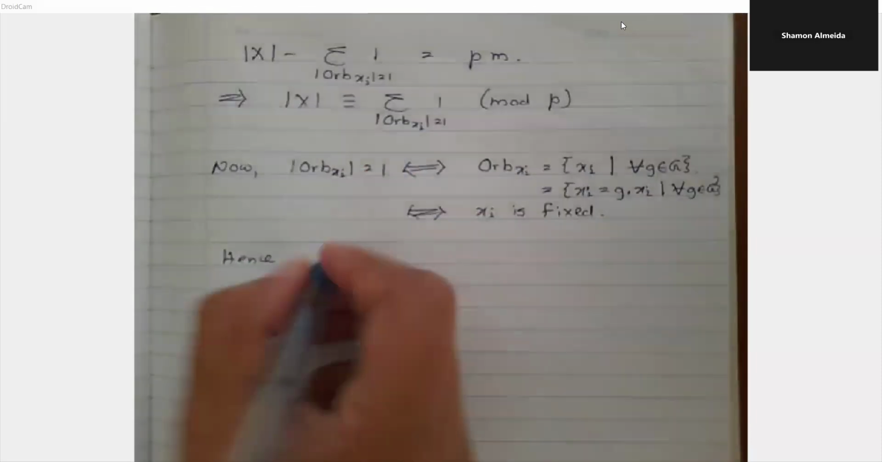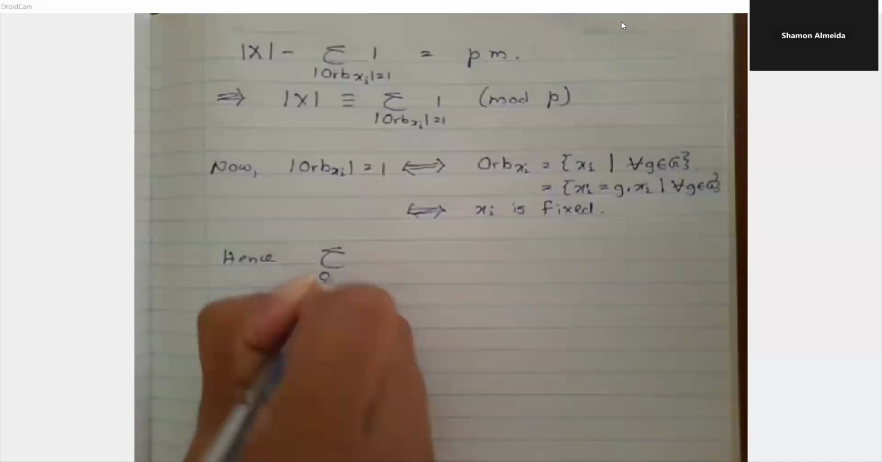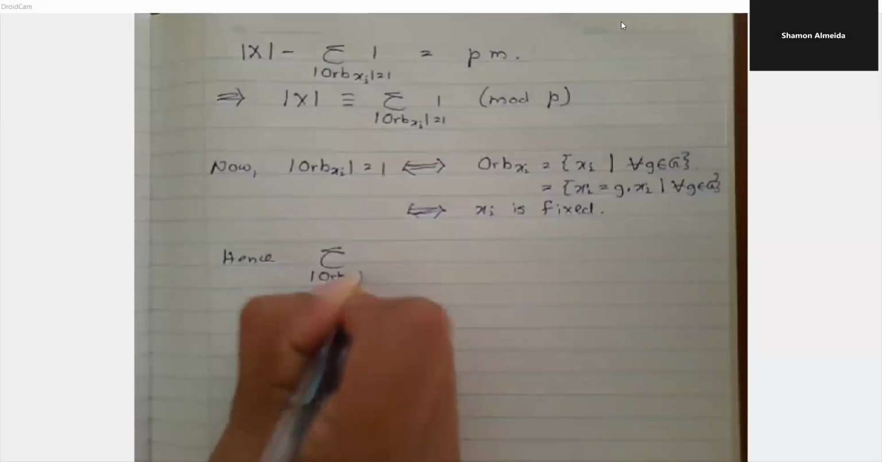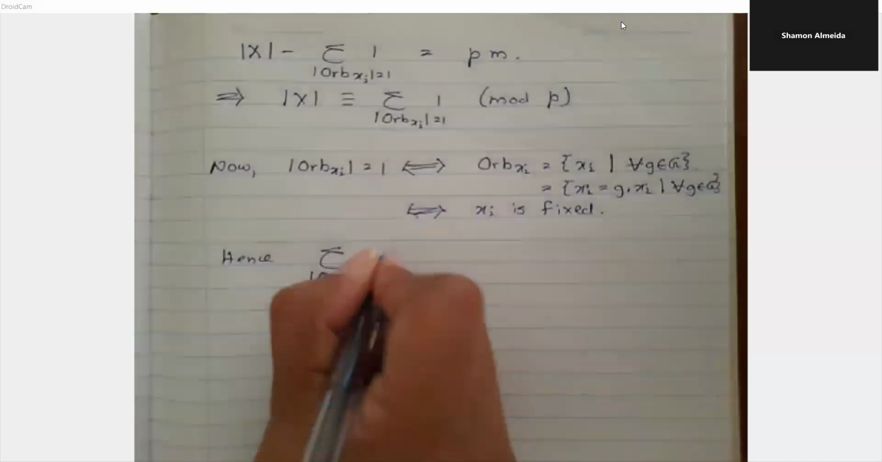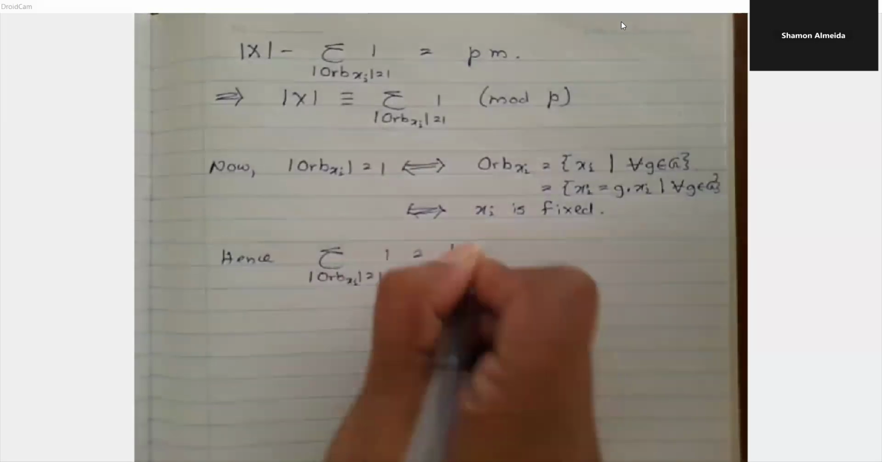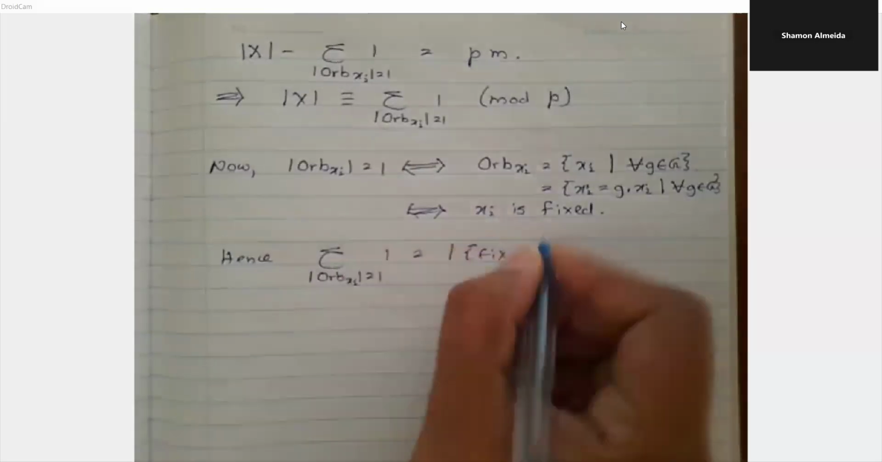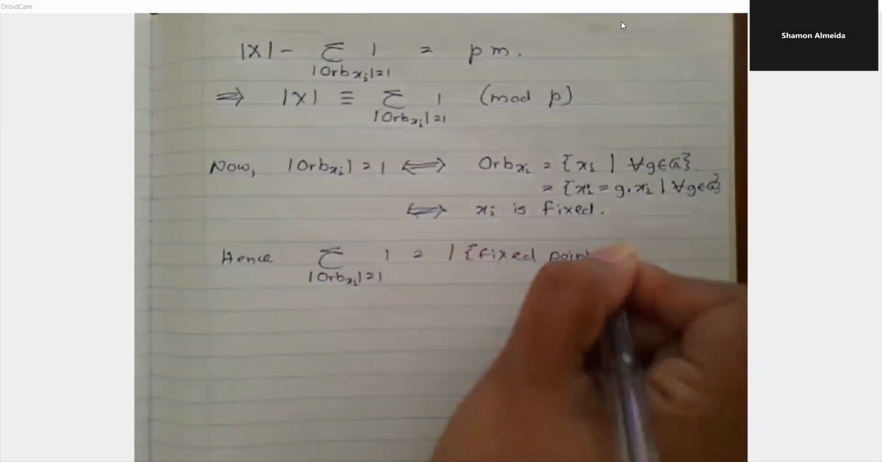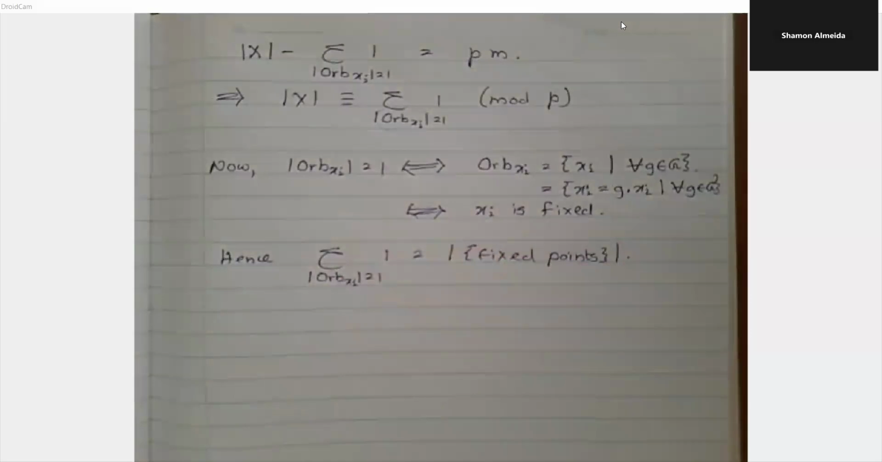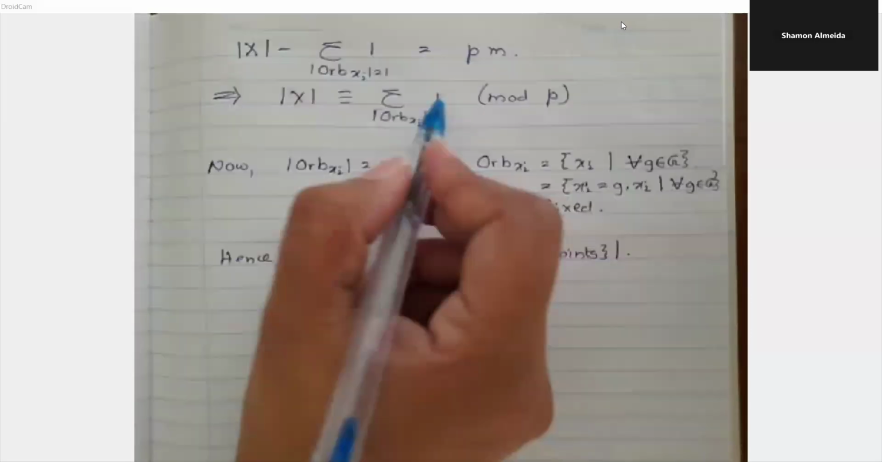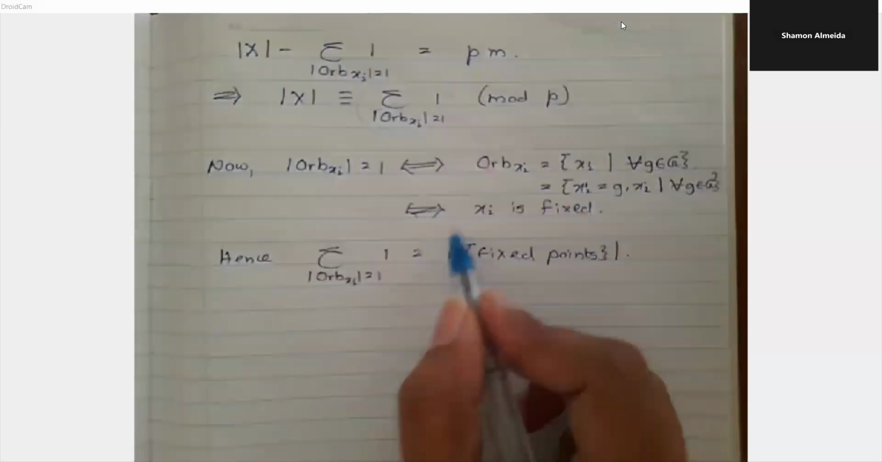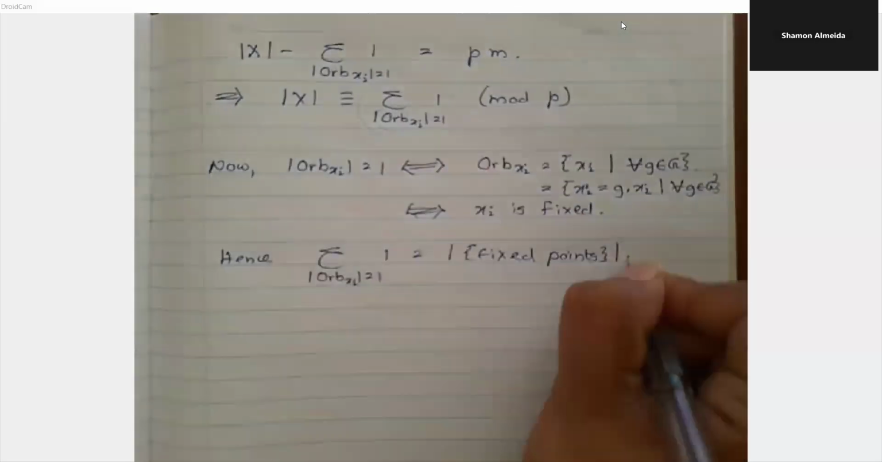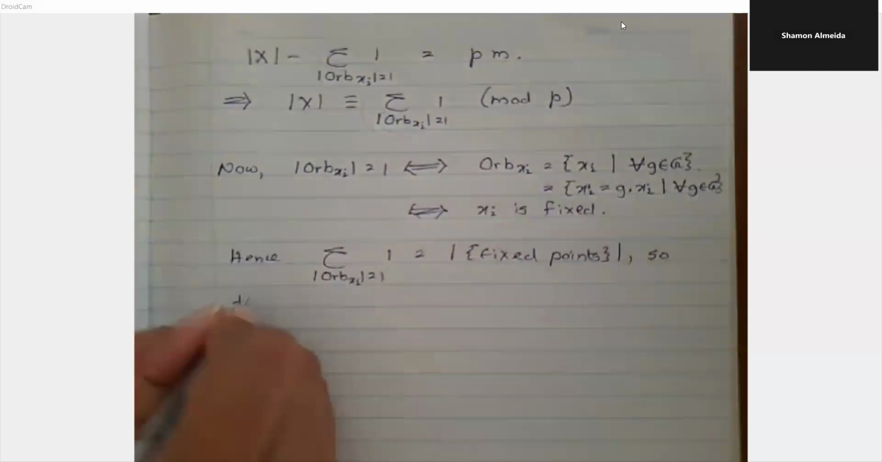Hence, the summation is actually equal to the number of fixed points, right? So all we have to do is replace this summation by this quantity. So the theorem follows. I'll simply write.